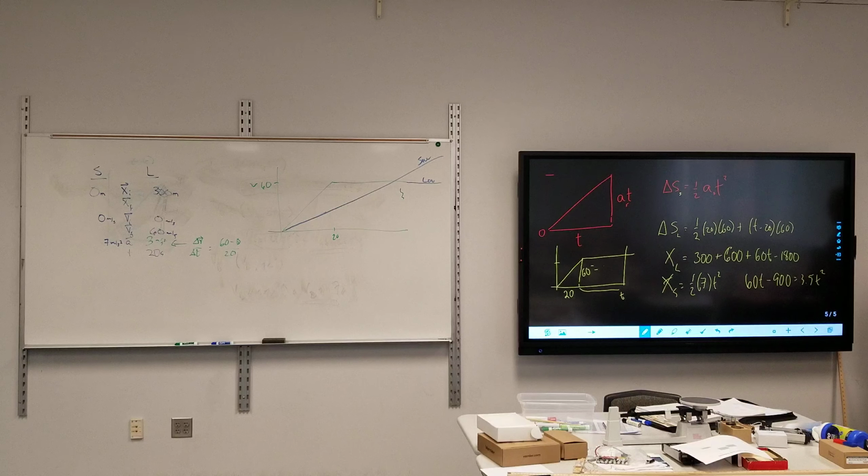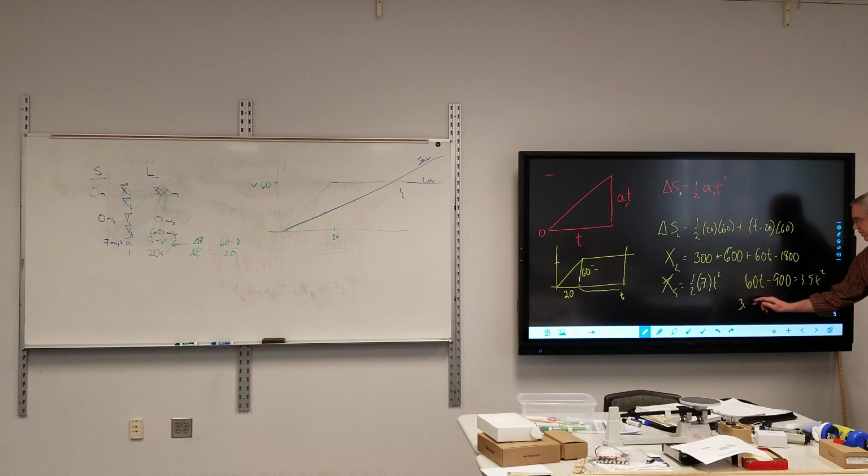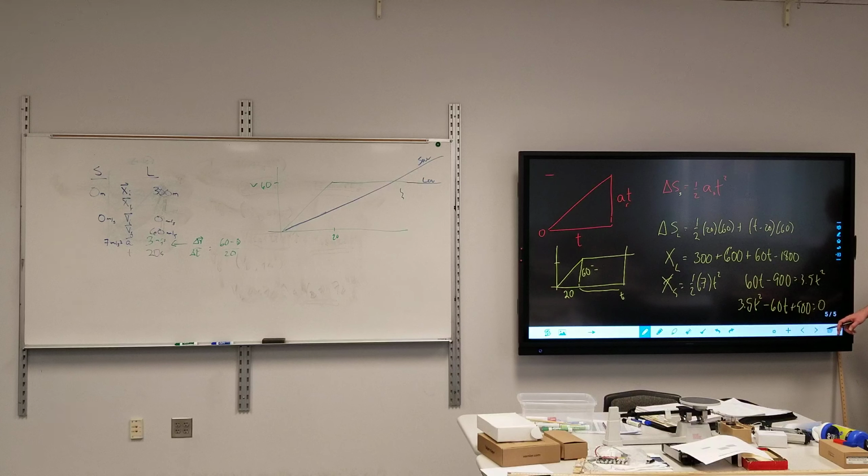And this quadratic equation, the quadratic formula is probably the simplest, unless it factors nicely, and I suspect it doesn't. So I have 3.5t squared minus 60t plus 900 equals 0, and solve. I guess, would you like me to finish it up? Oh, the answer? Yeah.